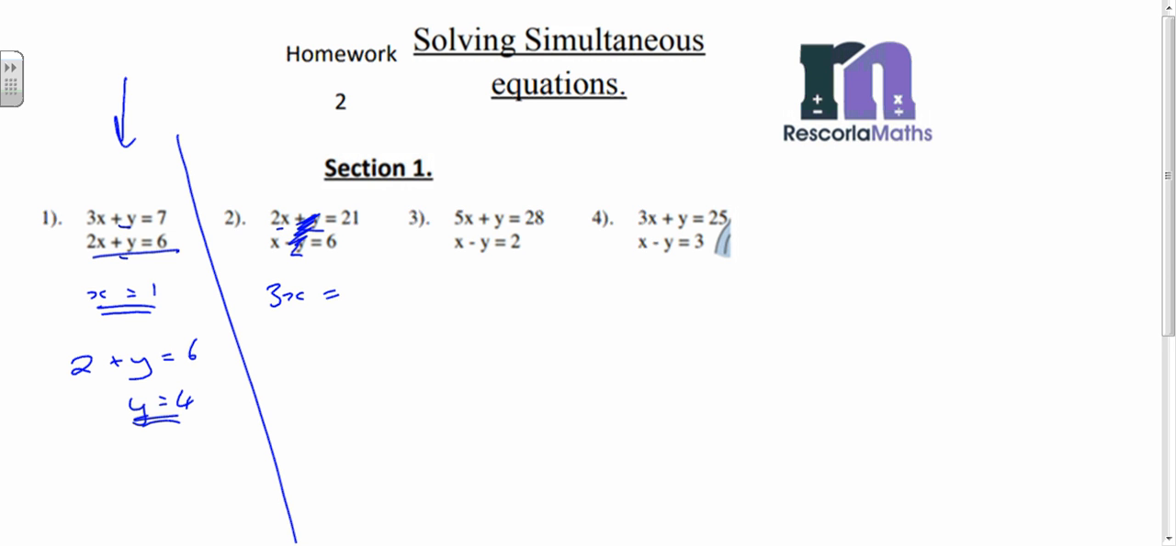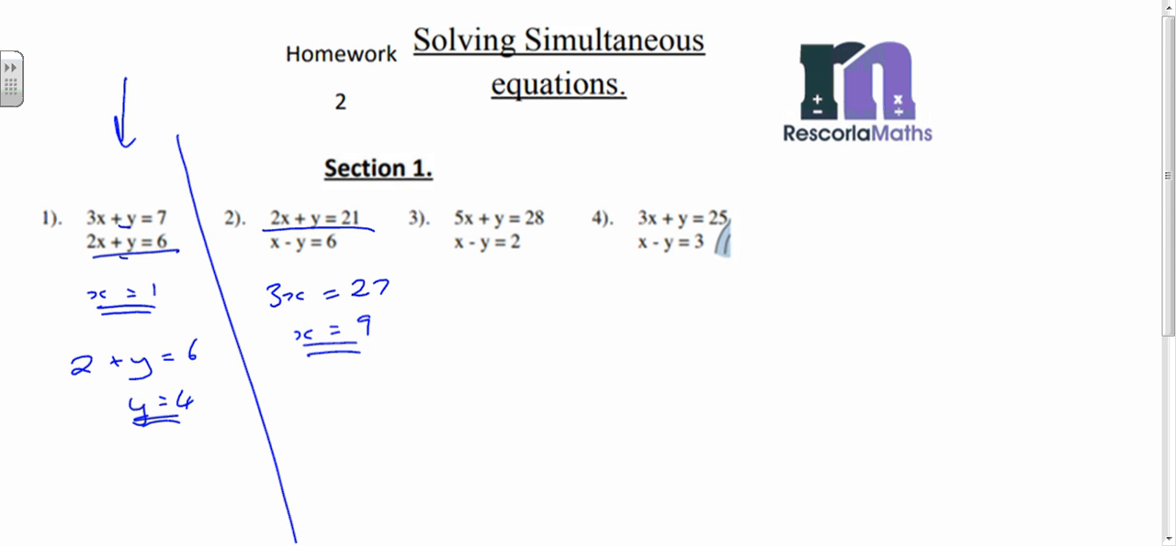21 plus 6 equals 27. So if 3x is 27, divided by 3 we get x equals 9. And that's half your answer. And now what you do is you substitute that into one of your equations. To avoid mistakes, you usually substitute it into the one where everything's positive.